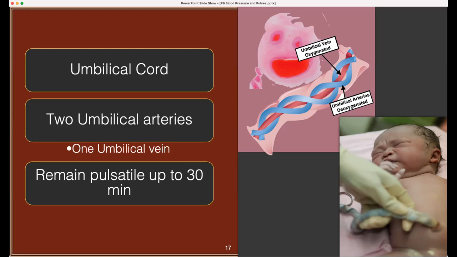And after delivery, these umbilical arteries should be oxygenated if the baby's breathing. So the upper image is what it looks like in utero, before delivery.